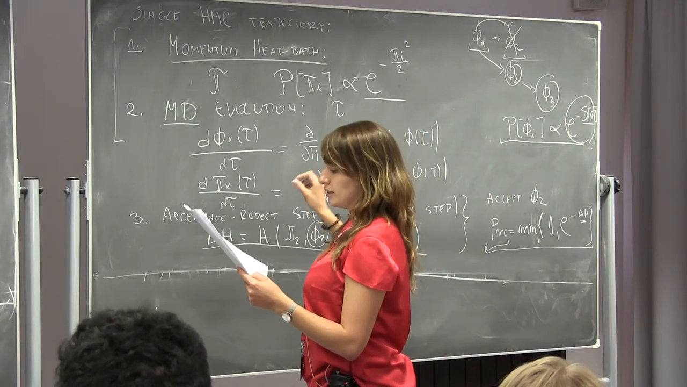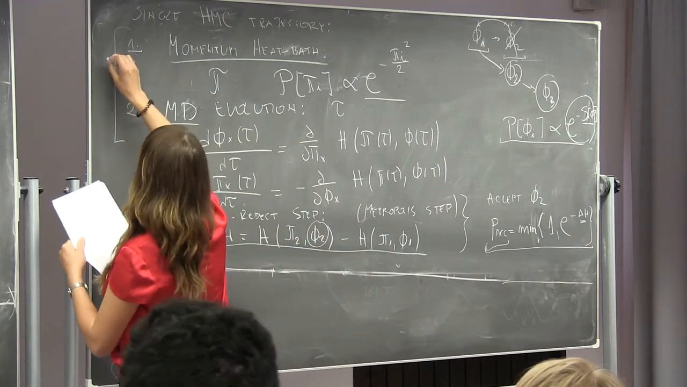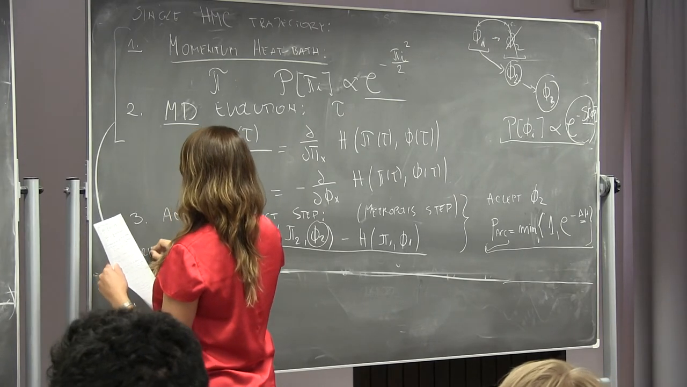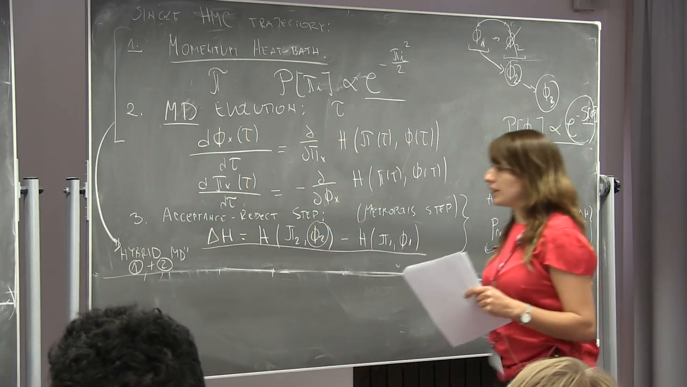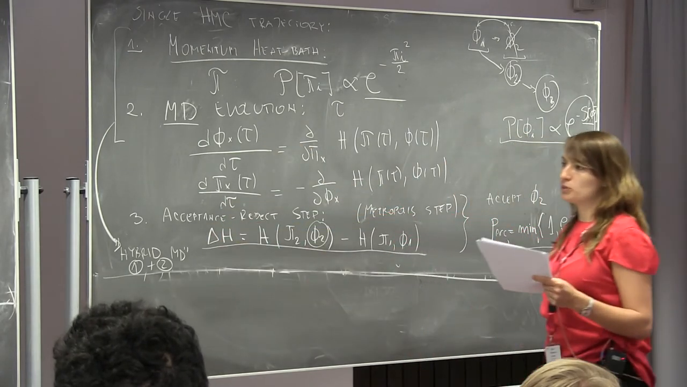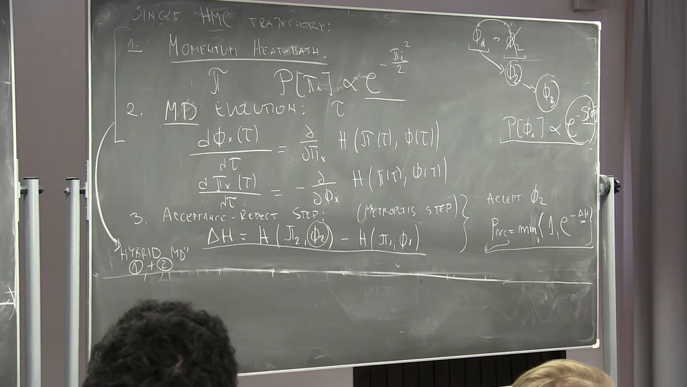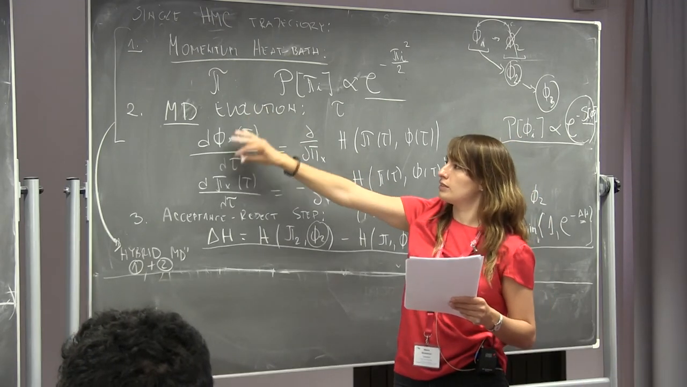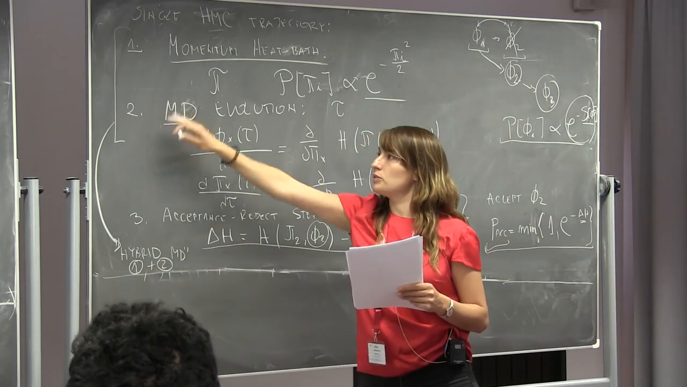In this case, this algorithm was in fact invented in the same year as hybrid Monte Carlo, and it went under the name hybrid molecular dynamics. So this would be step one plus step two. If this integration were exact, hybrid molecular dynamics would be able to give us field configurations phi with a proper Boltzmann distribution as well. However, a very, very fine numerical integration is needed in order to generate the right distribution using only steps one and two.